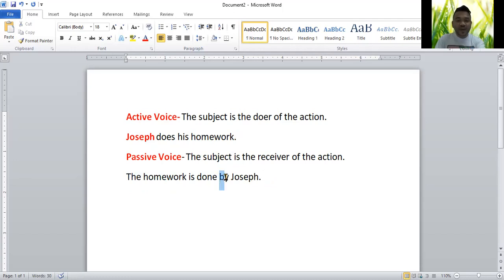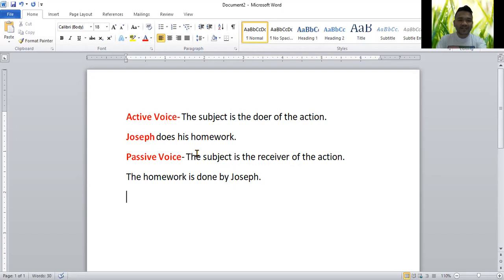Look at this. We now have the preposition by. The most common indicator that the sentence is in passive voice is simply looking at the preposition, but that's not always the case. I'm going to tell you later on. So this is how you transform.